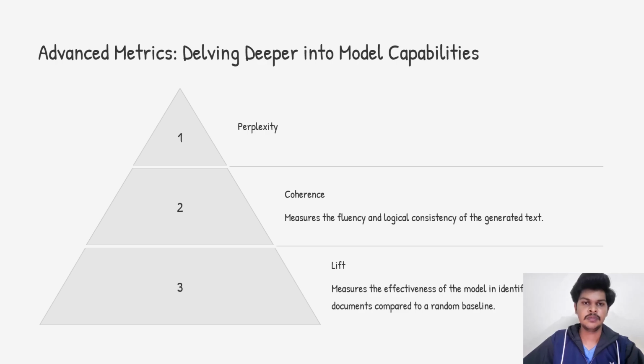Advanced metrics. First, perplexity. Second, coherence. Third, lift. In this video, we have discussed how we can generate an applicable IPC section that can be applied over a complaint.